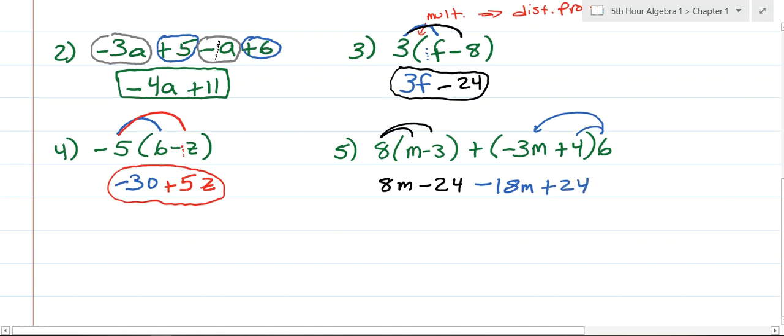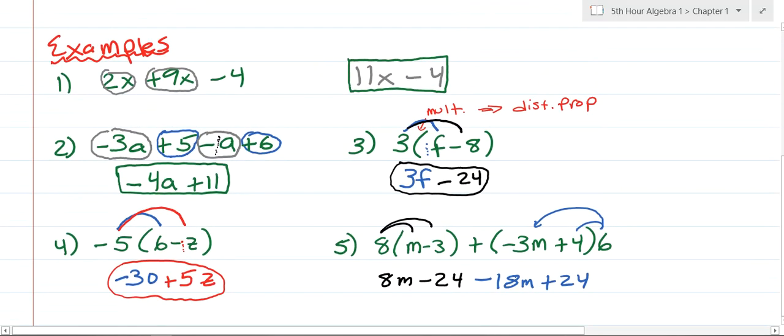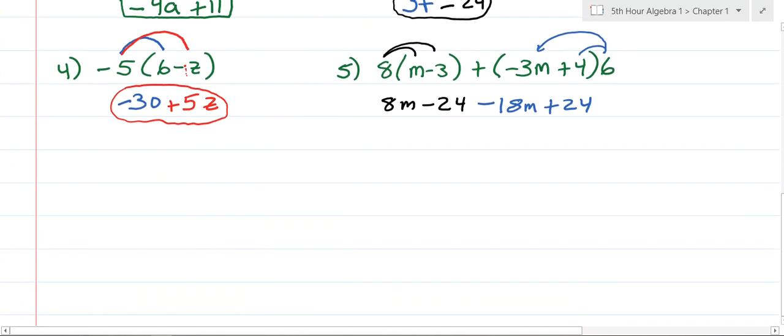Now we need to go back up to like questions 1 and 2 and do our combining like terms. So on question 5 here, let's look at our m's. We have some m's here. I have 8m and I have a negative 18m. So a positive 8 and a minus 18, or a negative 18, however you want to say it, is going to give me a negative 10m.